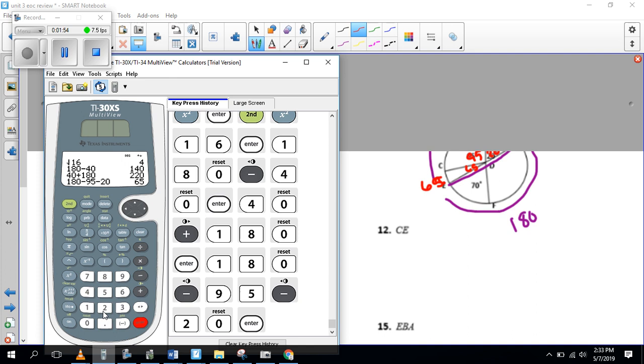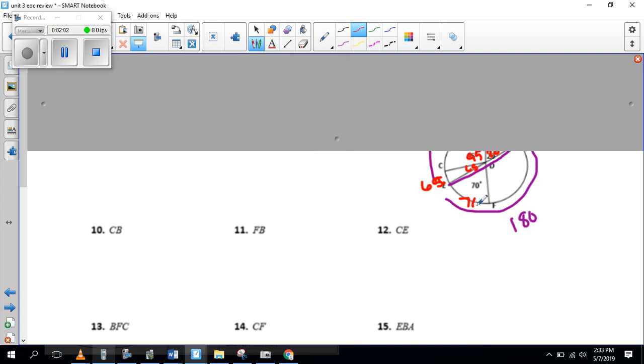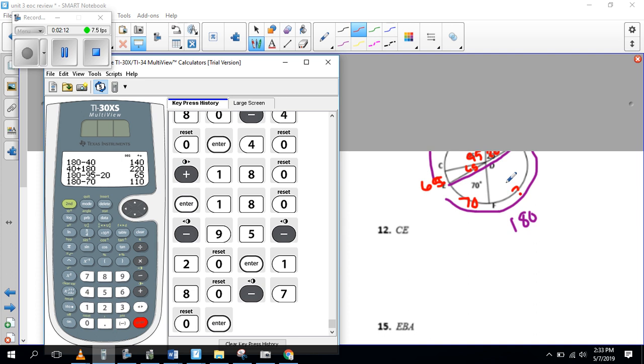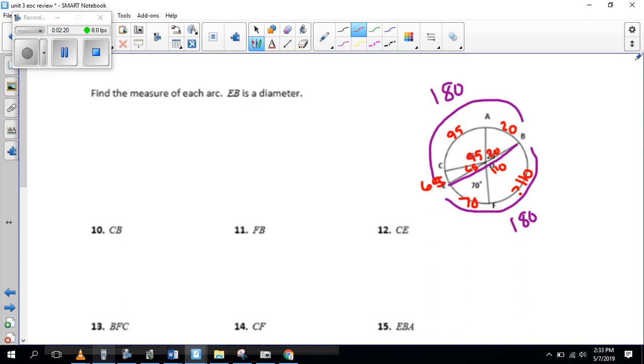So I look at my calculator. You owe me $180. You've paid me this 70 here, so I know this arc is 70. I need to figure out what this arc is. So we get our calculator, 180 minus 70, and we get 110. So this arc is 110, and that angle is 110. Okay? And now from there, we can answer the questions.